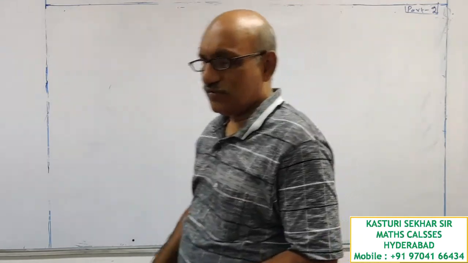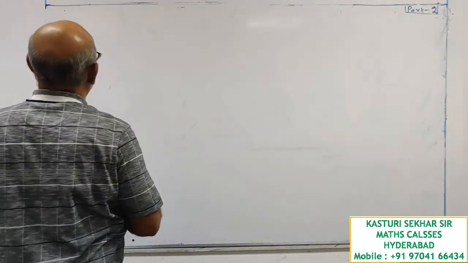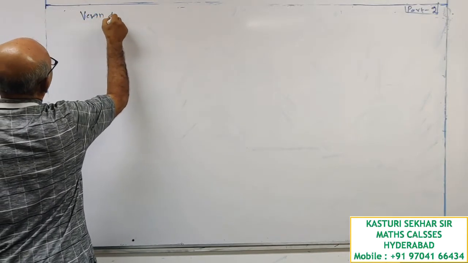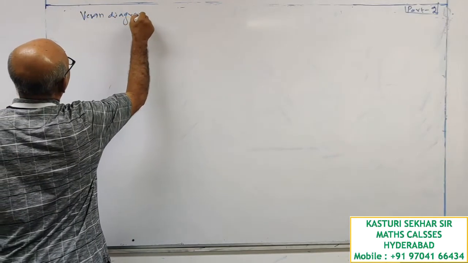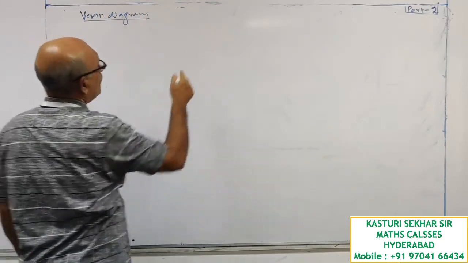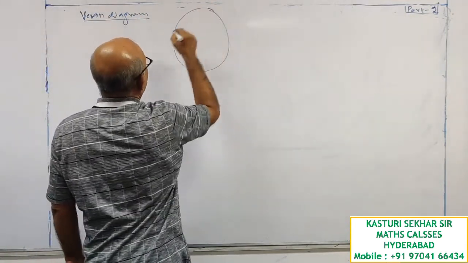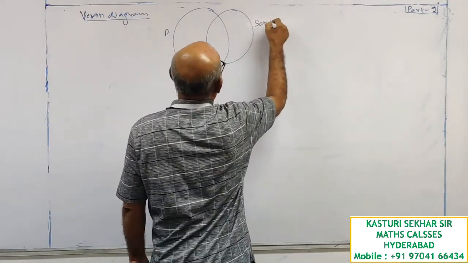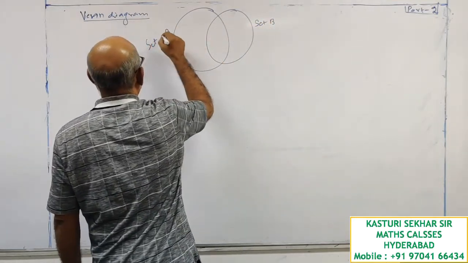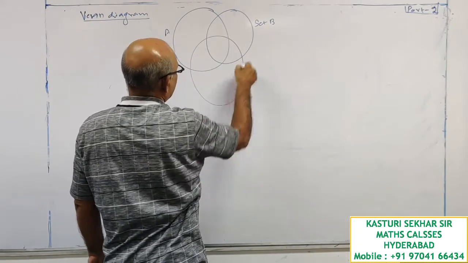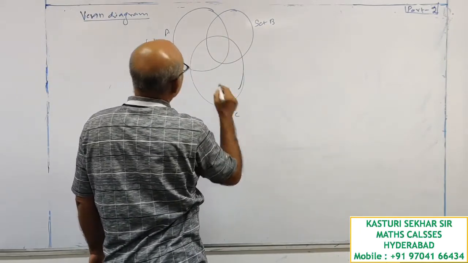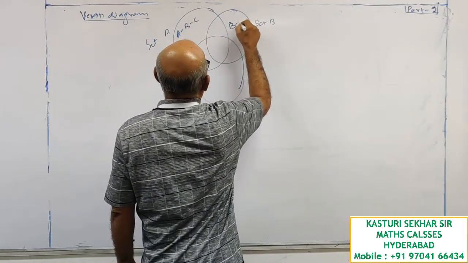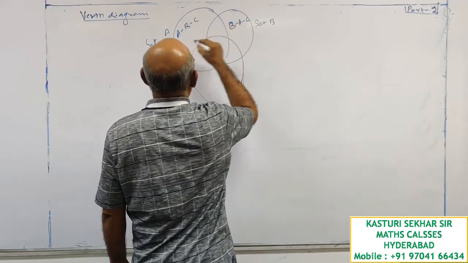Let us consider one diagram with three sets. One diagram for three sets. This is set A, this is set B, and it is set C. This is A minus B minus C. This is B minus A minus C.